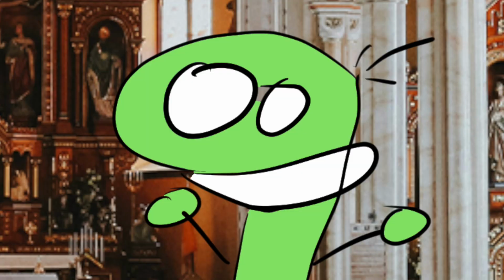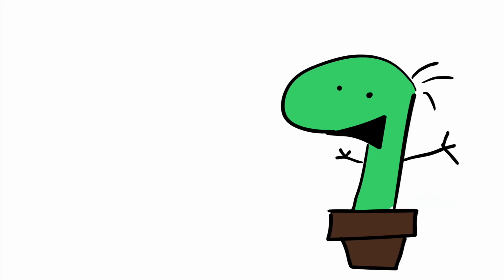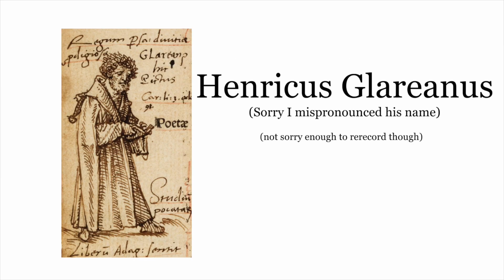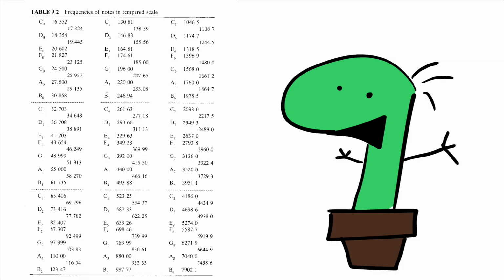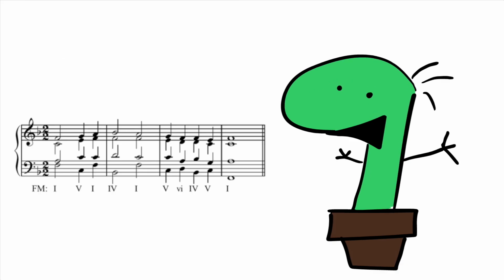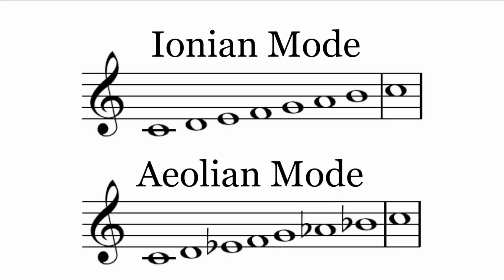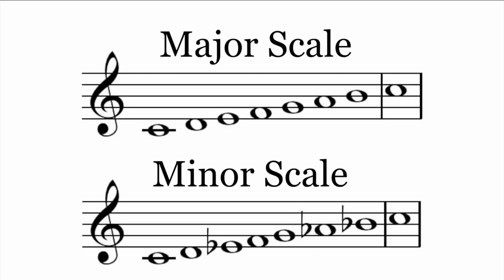Yes! Yes! Yes! Two modes, though, that were completely left out were the Ionian and Aeolian modes, which were revived in 1547 by Henricus Galerianus. Once we figured out how to actually tune stuff, Ionian mode turns out to be very functional and sounds really good. So good that music theory entirely shifted to Ionian modes and Aeolian modes, or major and minor scales.